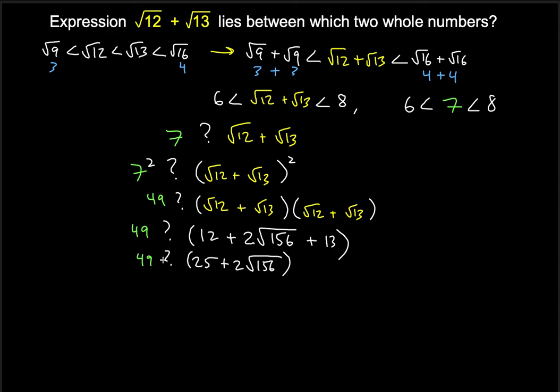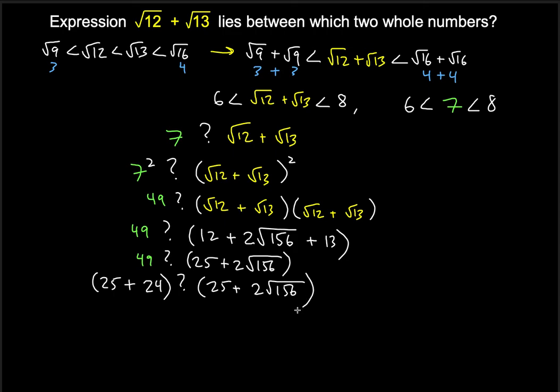So what I want to do is split this 49 as a sum, just like this sum is written. So I want to write 25 plus something to give us 49 on the left side. Now the rest to give us 49 would be what? 24. Right? 25 plus 24 gives you 49. And this is 25 plus 2 radical 156.